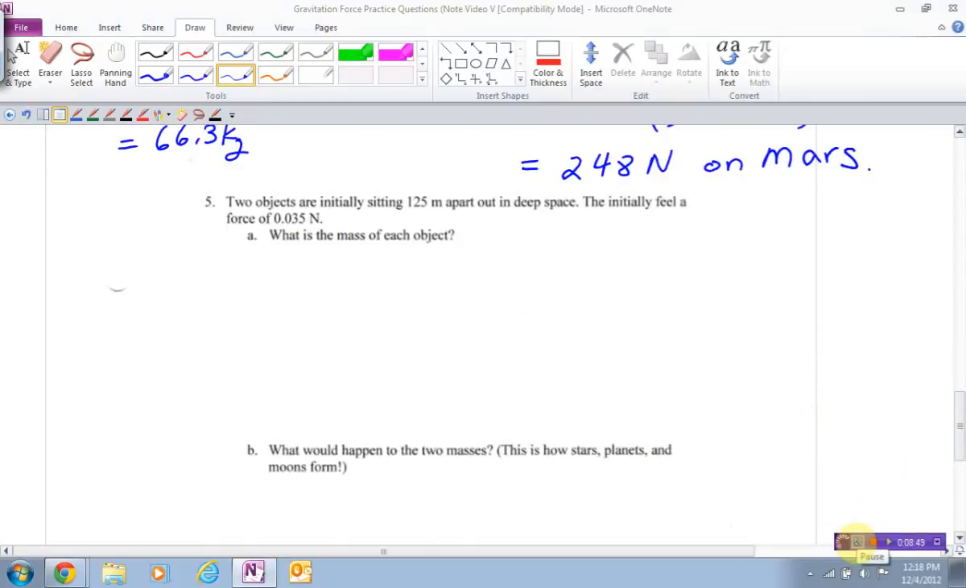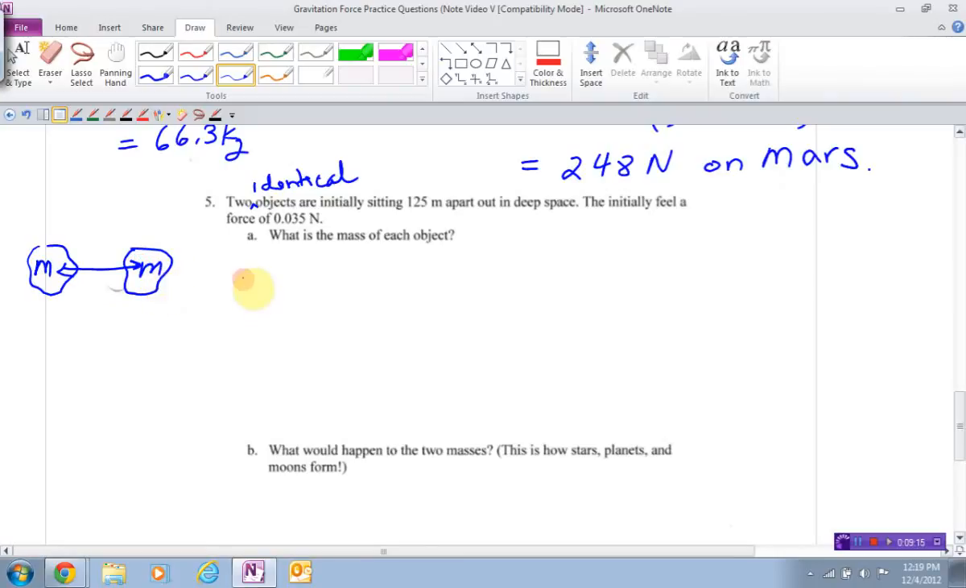The last example is going to be taking the universal gravitation and rearranging it. So two objects. There's one. There's the other. They should be identical, otherwise we can't solve this problem. So they are two identical objects, initially 125 meters apart in space. They feel a force of 0.035 newtons, and we want to know what is the mass of these two things.